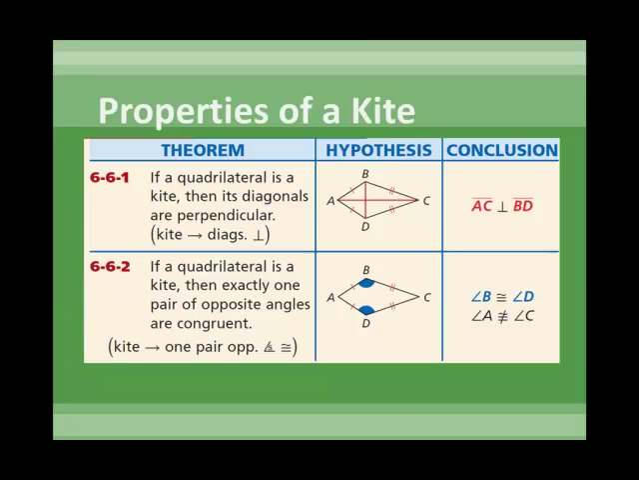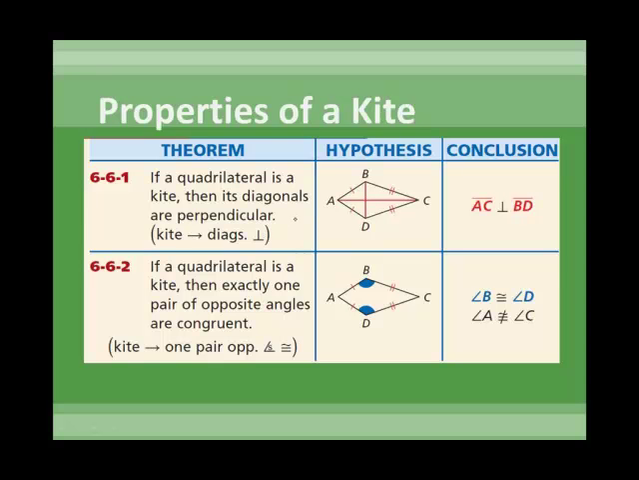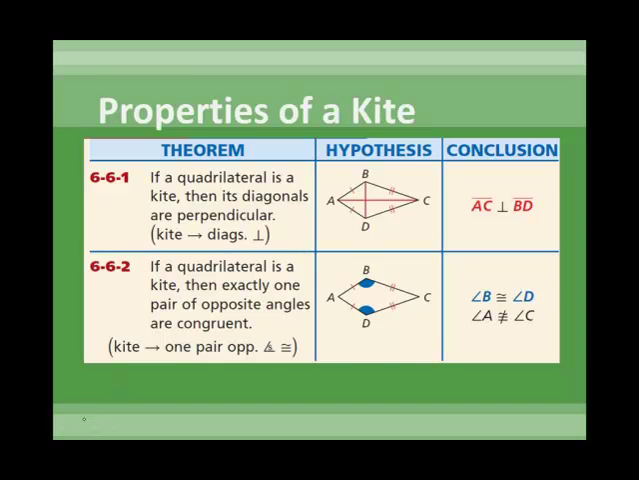There are two properties of kites that we're going to focus on. The first property is if a quadrilateral is a kite, then its diagonals are perpendicular. This is very similar to the property of rhombuses. In rhombuses, the diagonals are perpendicular, but they're also perpendicular in a kite. And then also, if a quadrilateral is a kite, then exactly one pair of opposite angles are congruent. So B and D are congruent, but A and C are not. That's why it says exactly one pair. So those are our two properties of a kite.